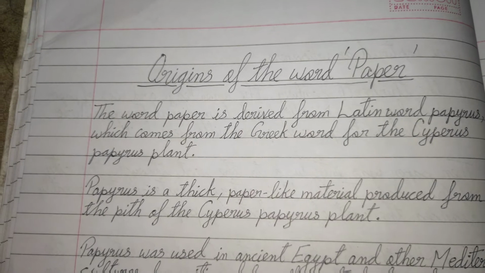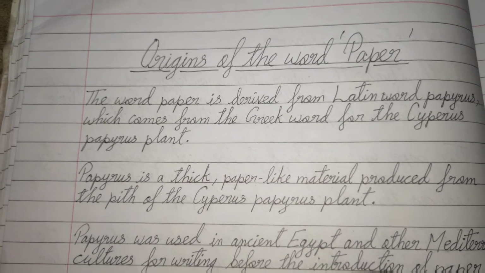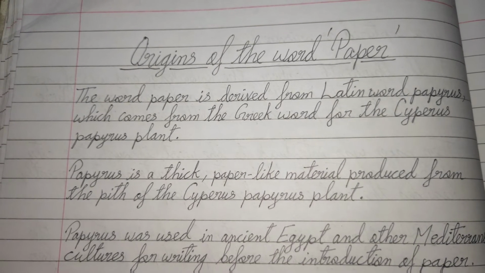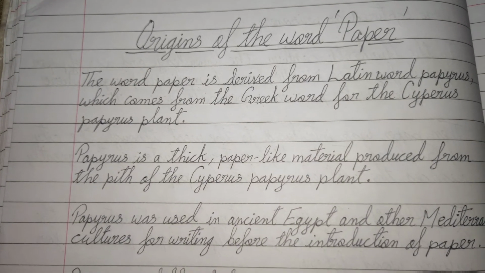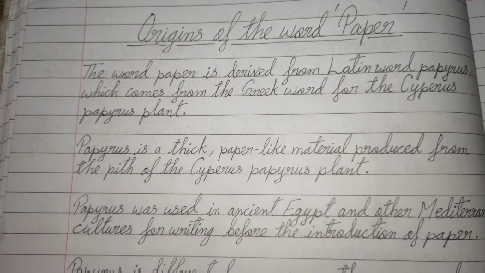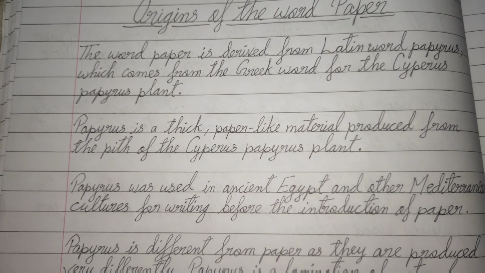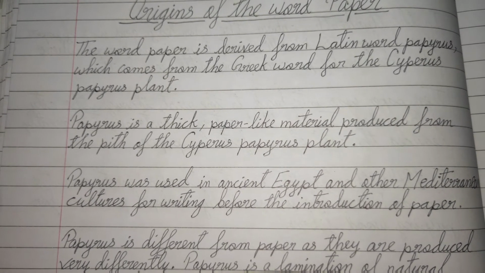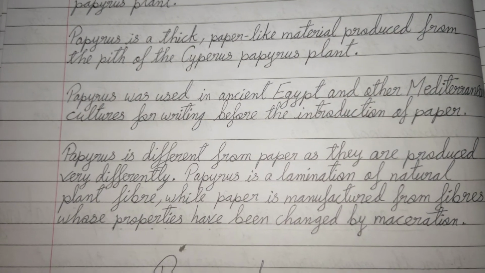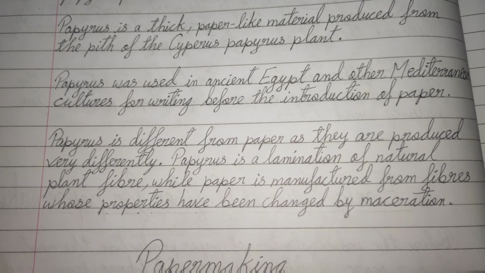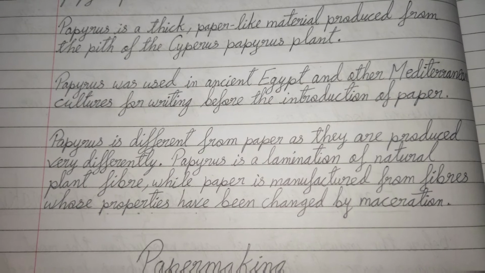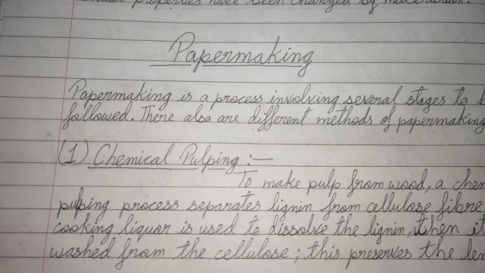Next we are going to learn about the origins of the word paper. The word paper is derived from the Latin word papyrus, which comes from the Greek word for the cyperus papyrus plant. Papyrus is a thick paper-like material produced from the pith of the cyperus papyrus plant. Papyrus was used in ancient Egypt and other Mediterranean cultures for writing before the introduction of paper. Papyrus is different from paper as they are produced very differently. Papyrus is a lamination of natural plant fiber, while paper is manufactured from fibers whose properties have been changed by maceration.